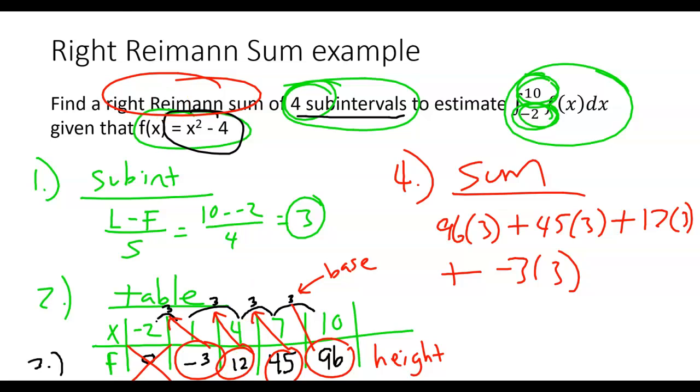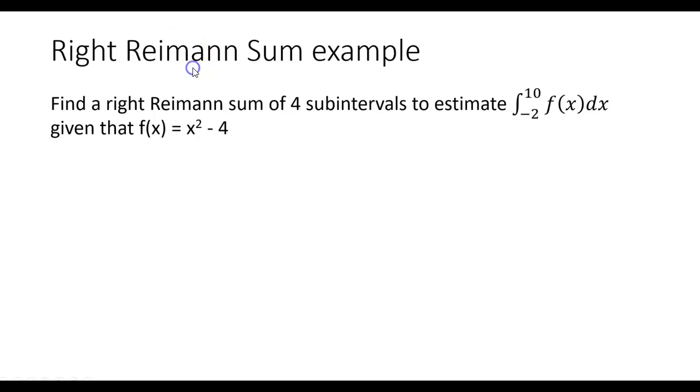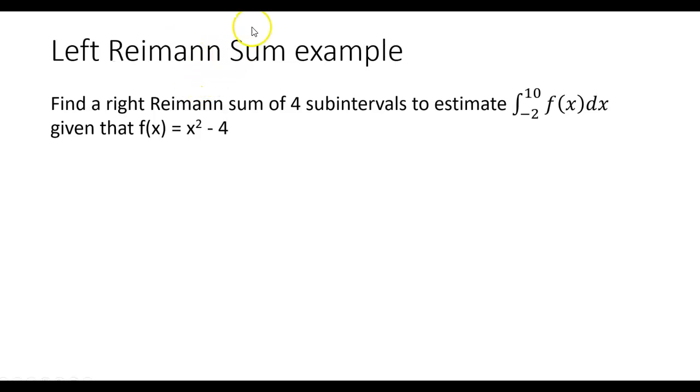So let's review the steps here. That was a right Riemann sum. Find your subintervals, last minus first divided by the number of intervals you want. And that tells you how big your bases are. Make your table. Start with the bottom number, end with the top number, going by whatever your subinterval bases were. Find your y values by plugging those into the function, and then do height times base, starting from the right if it's a right Riemann sum. Now we could do the same thing again, just for more practice here, with a left Riemann sum. Our whole table is going to be the same.